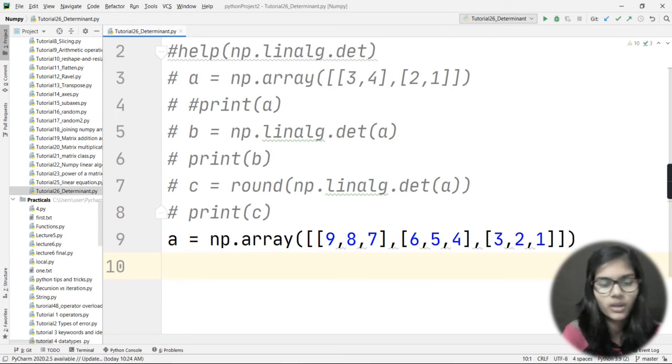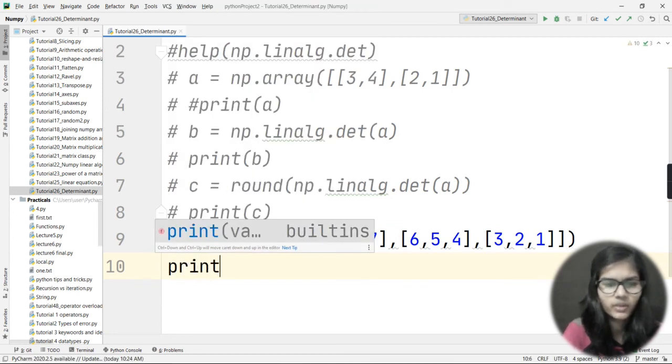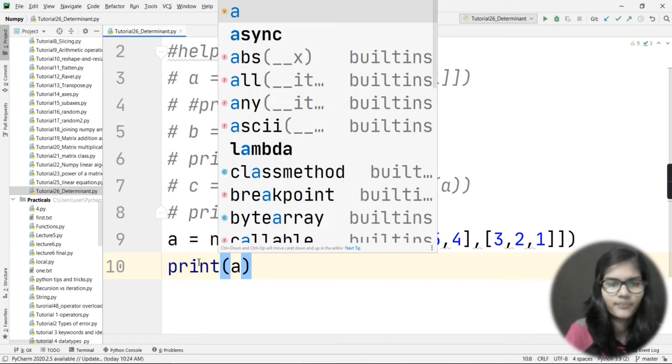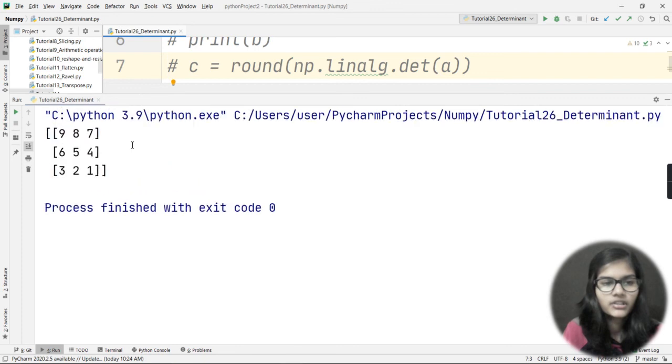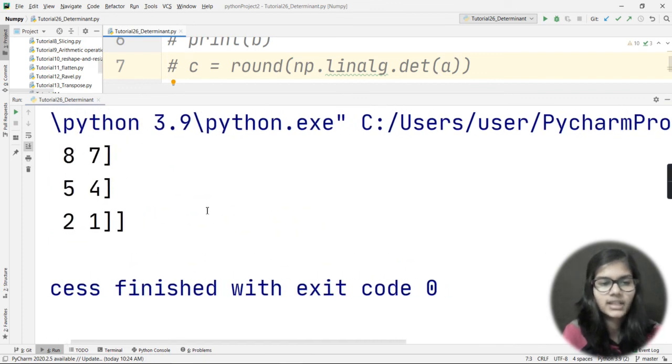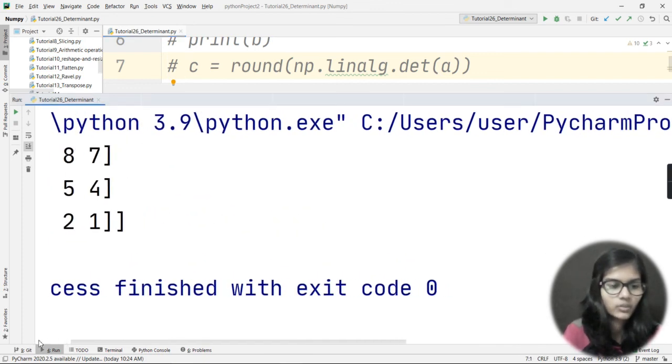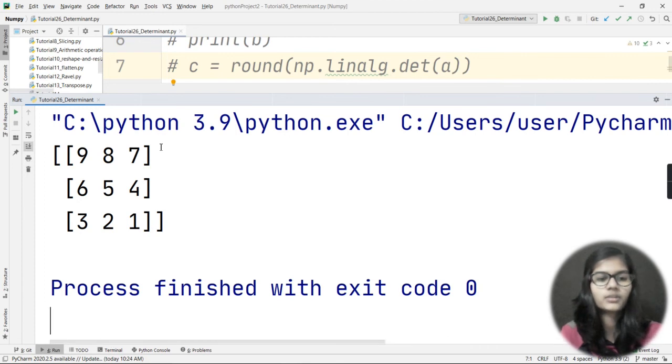Now let's print it for a while. I will write print and then A. I just want to see this matrix, the 3 cross 3 matrix. So yeah, here I got that 3 cross 3 matrix. Let me go back up. Hold on for a second. Fine. So this was my 3 cross 3 matrix, and you can have a look at it.